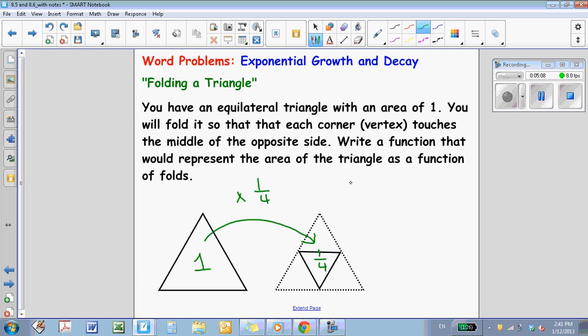So a function that represents the area: my initial value is 1 because that's the area of my first triangle that has 0 folds. And then my decay rate is 1/4 to the power of x.